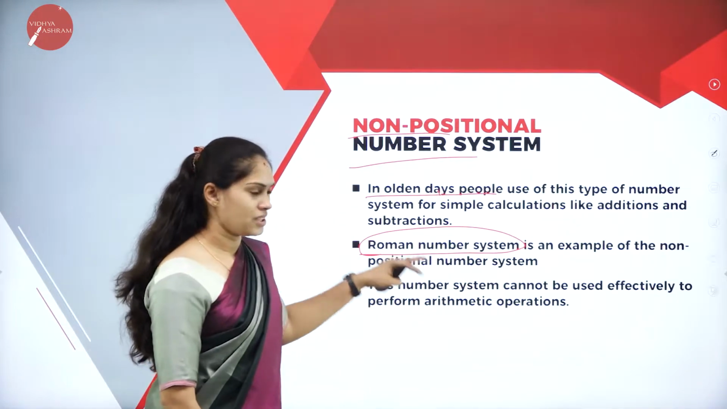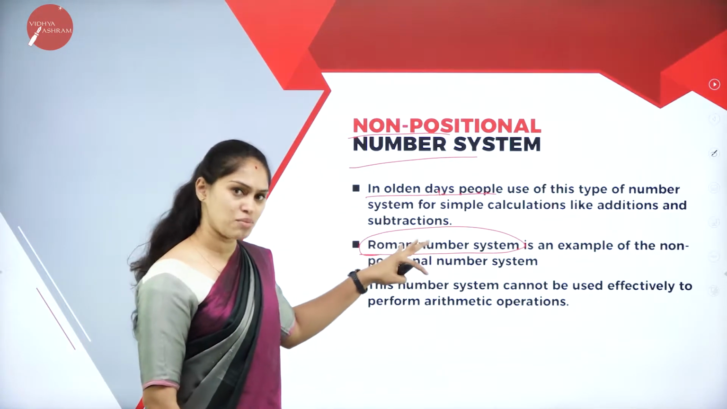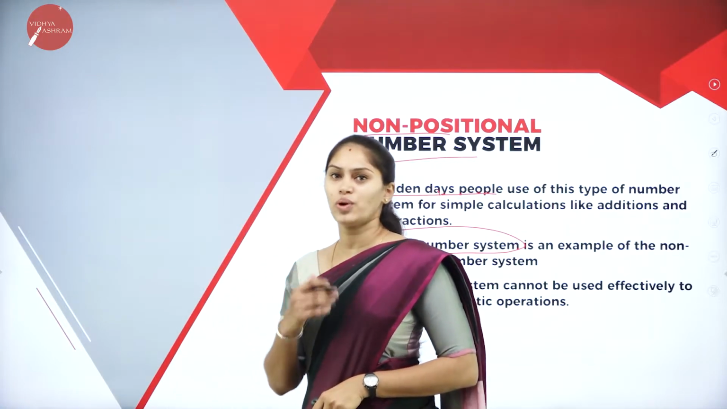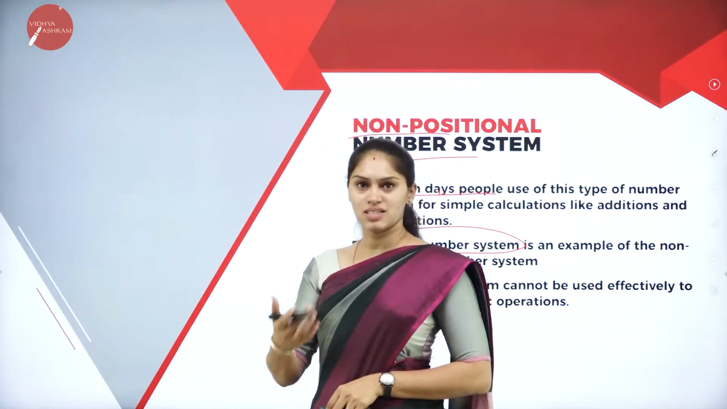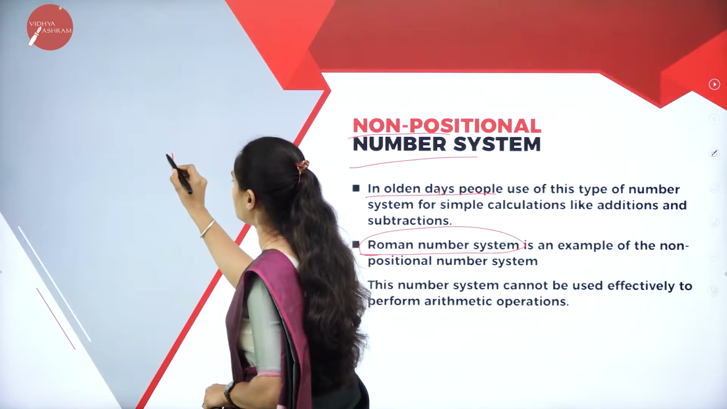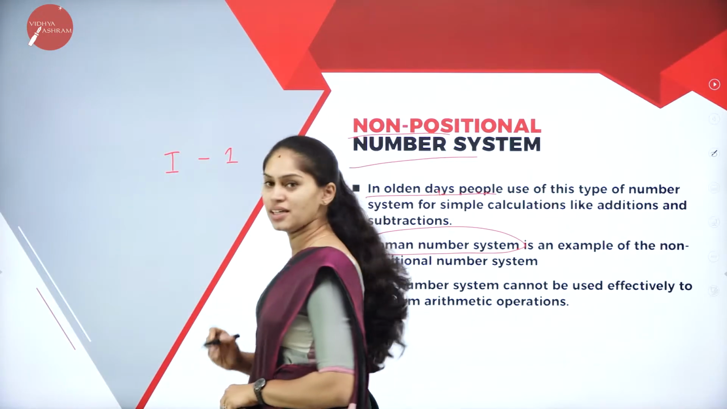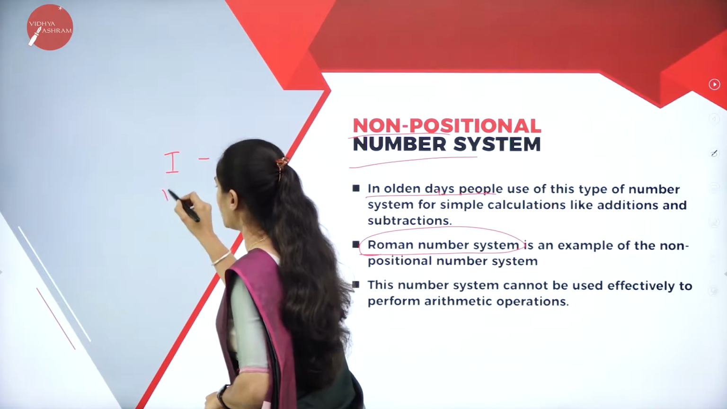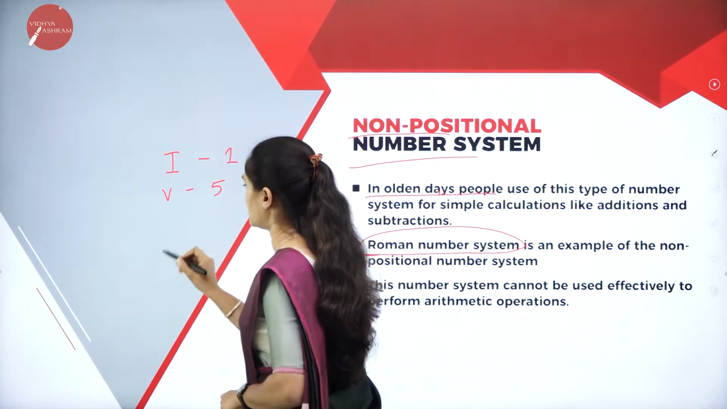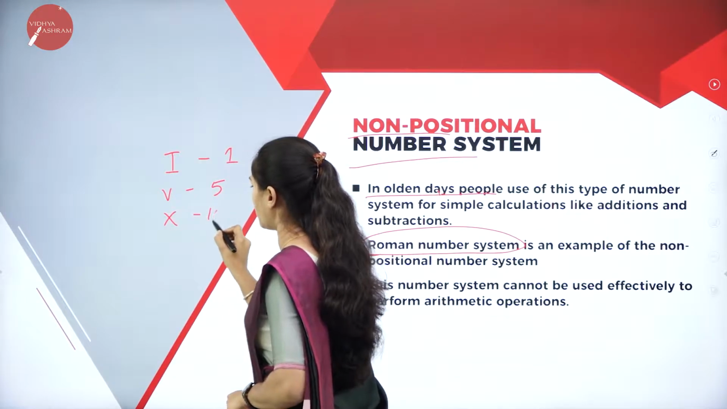In the Roman number system, how are we going to represent the digits or symbols? For example, this symbol is equal to 1, right? Then how do we write 5? This is equal to 5. And this is equal to 10.